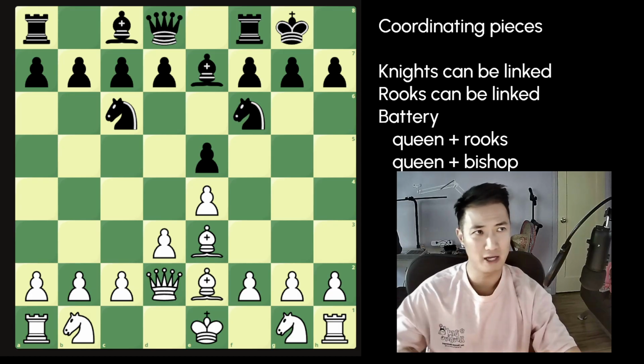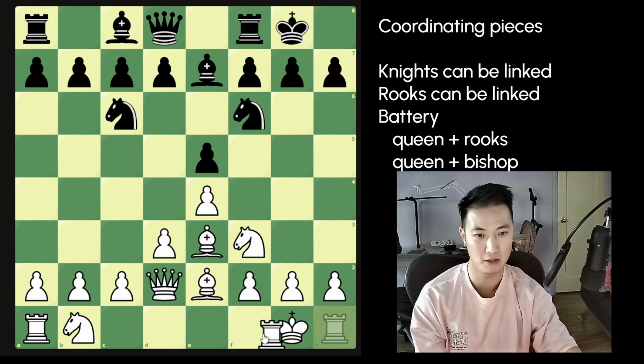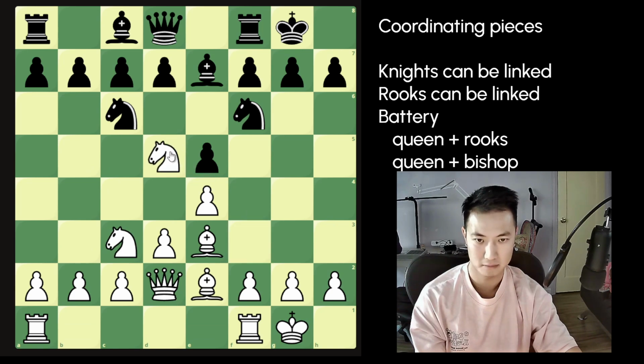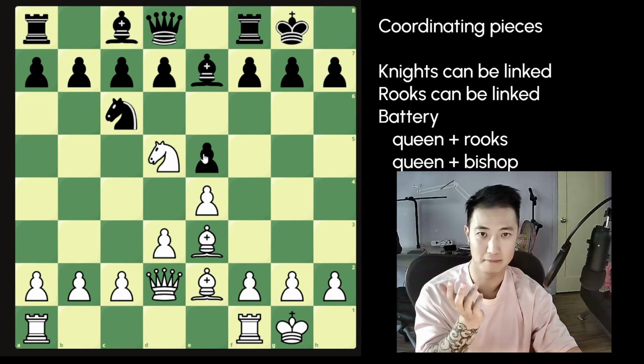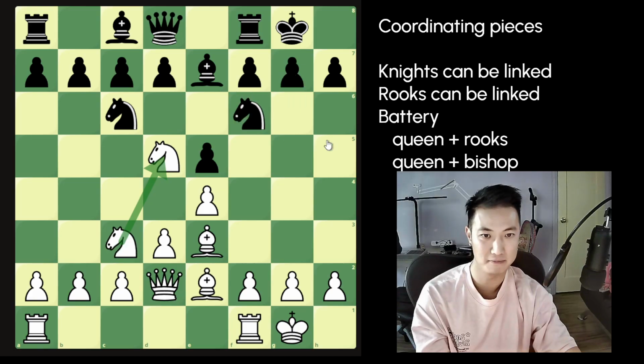Okay, yeah, coordinating pieces: knights can be linked. I talked about the rooks being linked, right? After you castle, the rooks are linked like this. Knights can be linked too, I'll give you an example. Like this, these two knights are protecting each other. So if, for instance, they trade knights for some reason, then one just replaces the other. They're like Masons in Werewolf, kind of tag teaming.